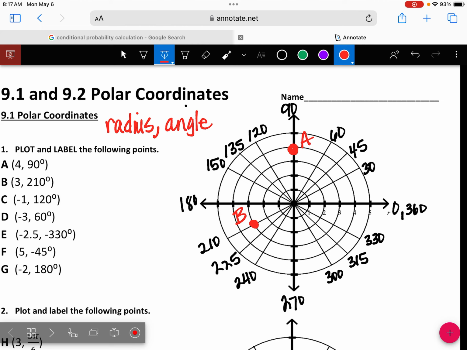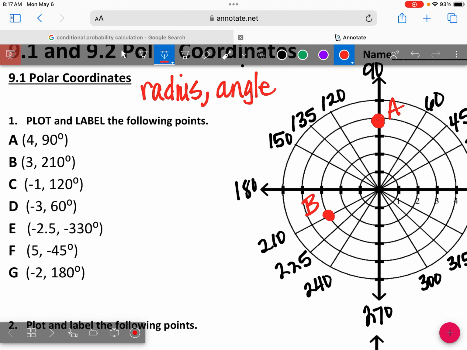So this has a negative radius. So if I find angle 120, that would be right here. Angle 120 actually is the same as angle 300. Do you see how they share? They actually kind of share a line on the unit circle. So if it's negative, that means that I'm counting backwards. So instead of going up, I'm counting back. So it actually is going to land right there. So negative means you count backwards. So that would be right here.